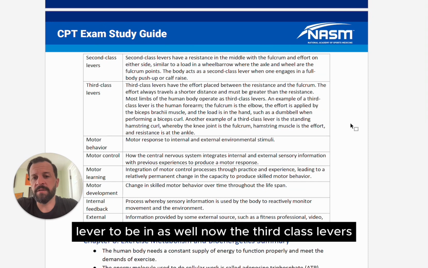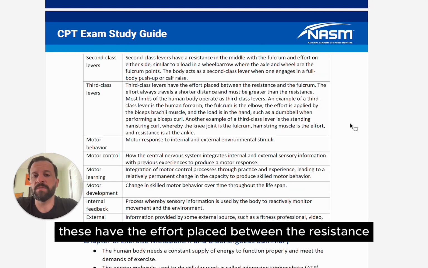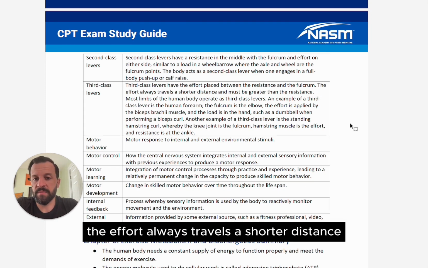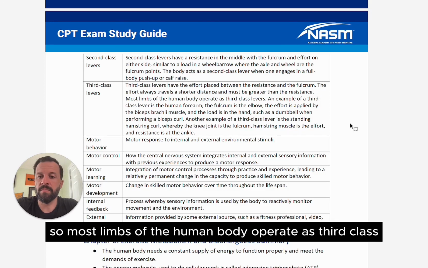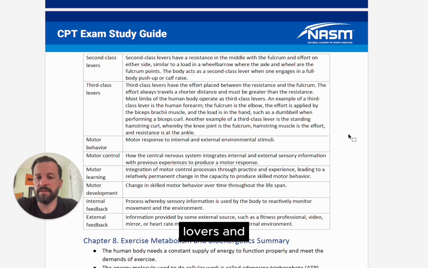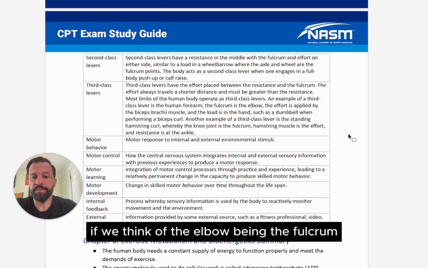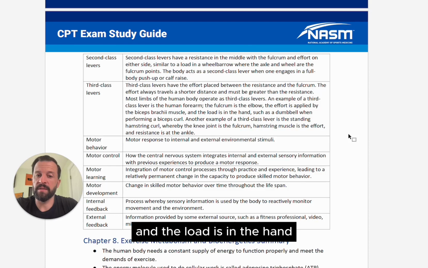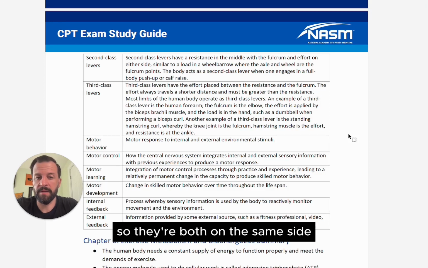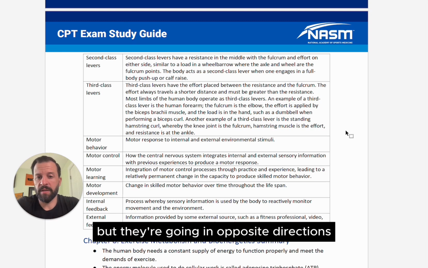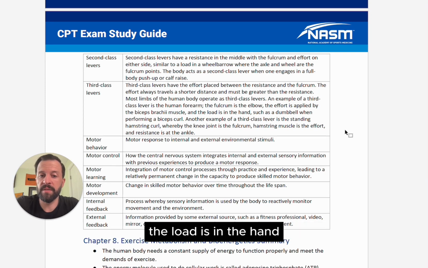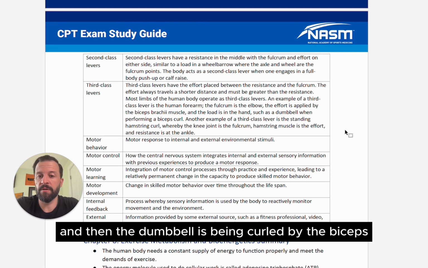Now the third-class levers have the effort placed between the resistance and the fulcrum. The effort always travels a shorter distance and must be greater than the resistance. So most limbs of the human body operate as third-class levers. An example is the human forearm, right? If we think of the elbow being the fulcrum, the effort is applied by the biceps brachii and the load is in the hand. So they're both on the same side, but they're going in opposite directions. The dumbbell is being curled by the biceps.